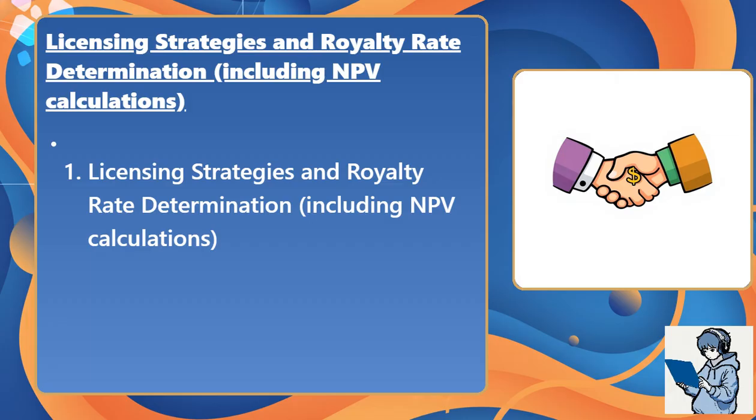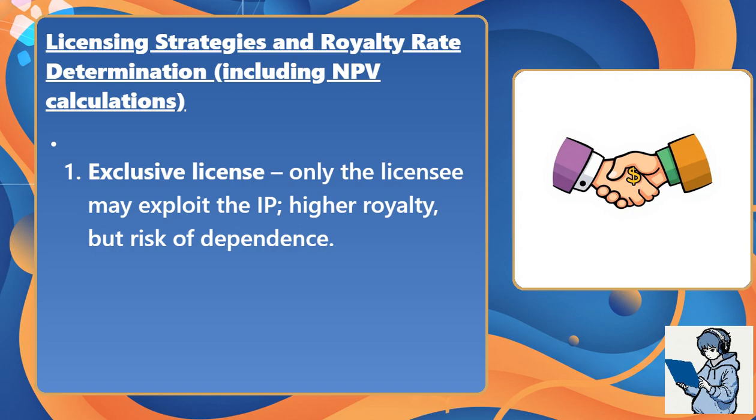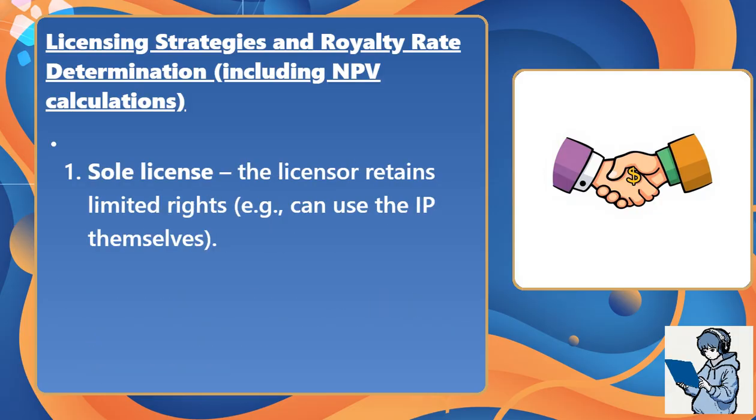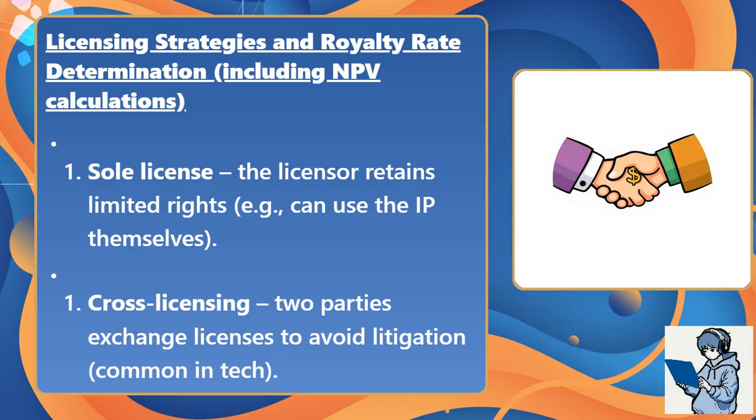7. Licensing strategies and royalty rate determination, including NPV calculations. Licensing strategies. 1. Exclusive license. Only the licensee may exploit the IP, higher royalty but risk of dependence. 2. Non-exclusive license. Multiple licensees, lower royalties but broader market reach. 3. Sole license. The licensor retains limited rights, for example, can use the IP themselves. 4. Cross-licensing. Two parties exchange licenses to avoid litigation, common in tech.